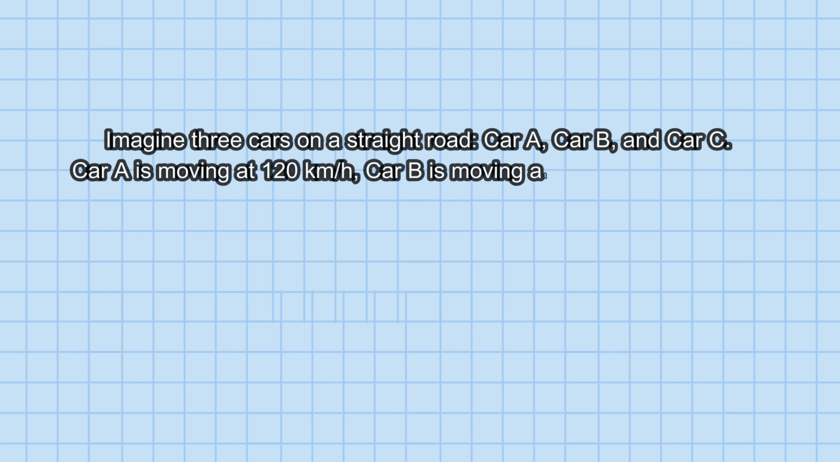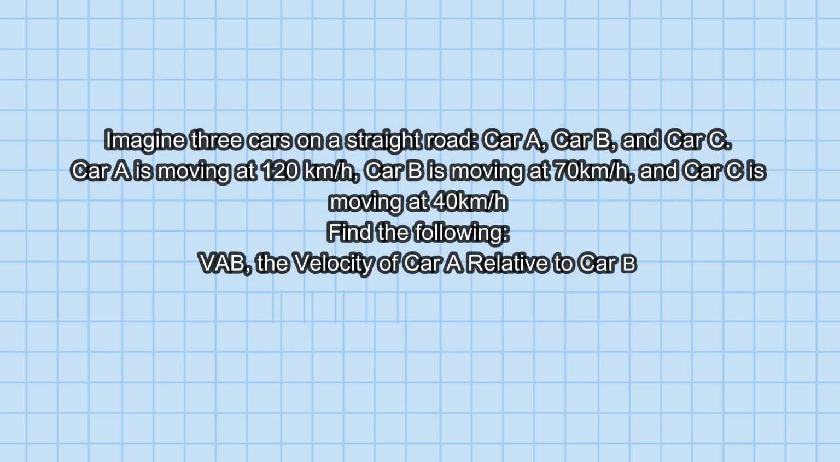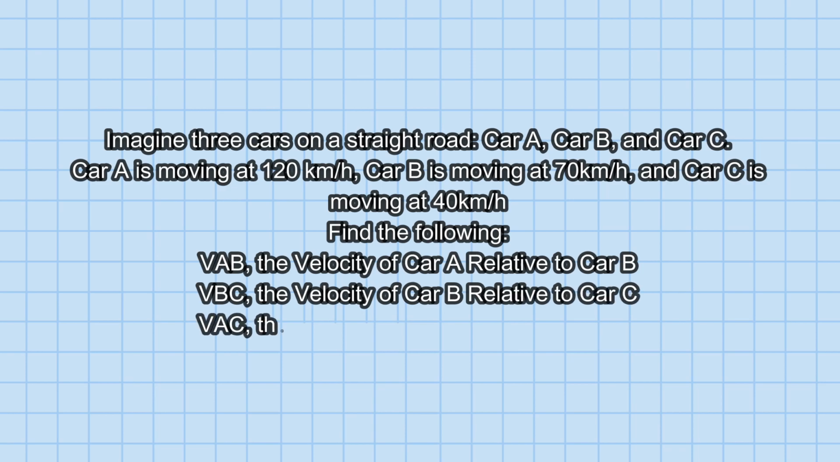Now, let's apply this knowledge with Vincent for problem solving. Question 1. Imagine 3 cars on a straight road. Car A, Car B, and Car C. Car A is moving at 120 km per hour, Car B is moving at 70 km per hour, and Car C is moving at 40 km per hour. Find the following: the velocity of Car A relative to Car B, the velocity of Car B relative to Car C, the velocity of Car A relative to Car C.